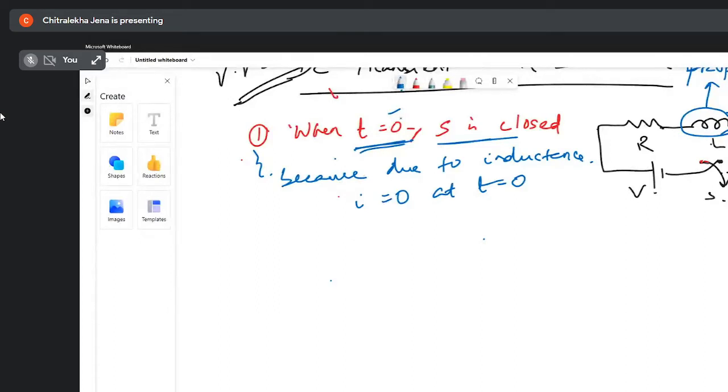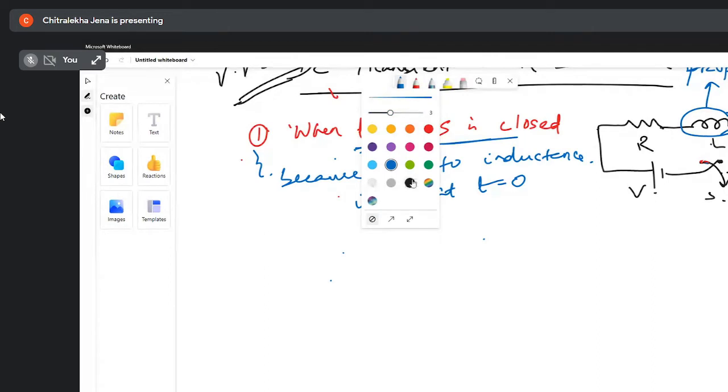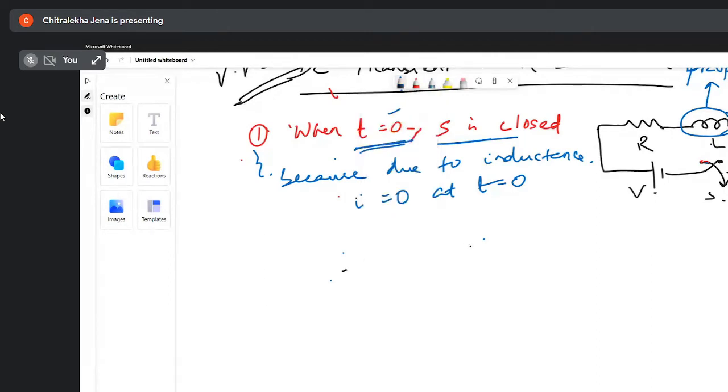Because of the property of inductance, the current will be equal to how much? Current will be equal to 0. Just before closing of the switch, the current was 0. So just after closing of the switch, the current will be equal to 0.